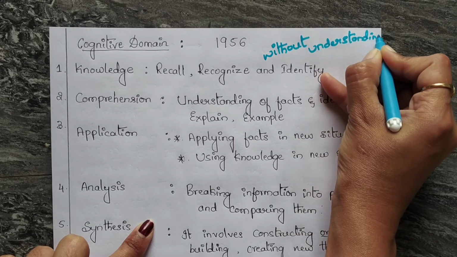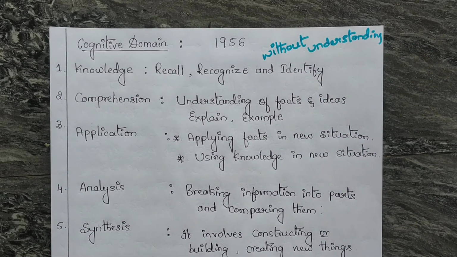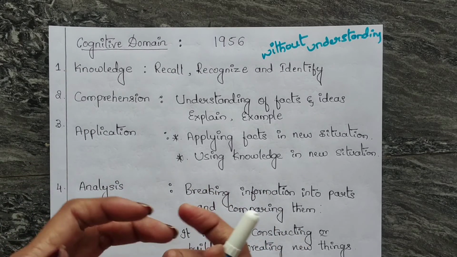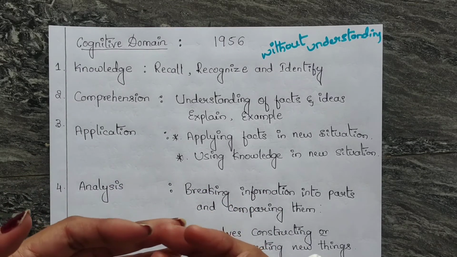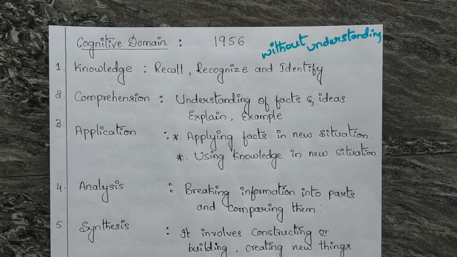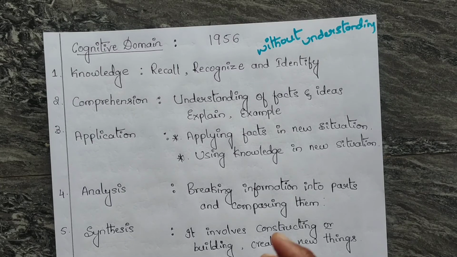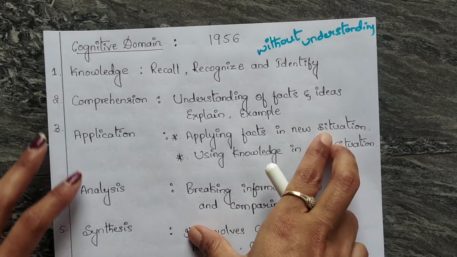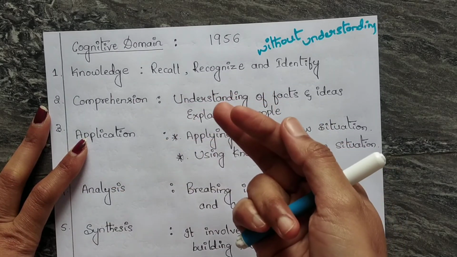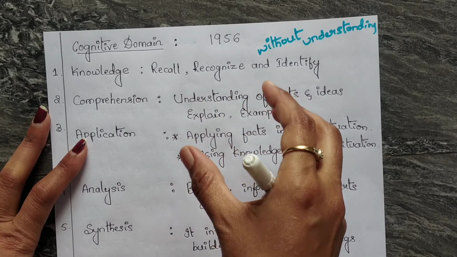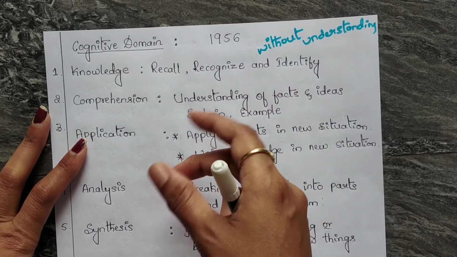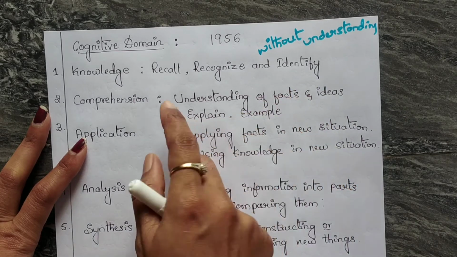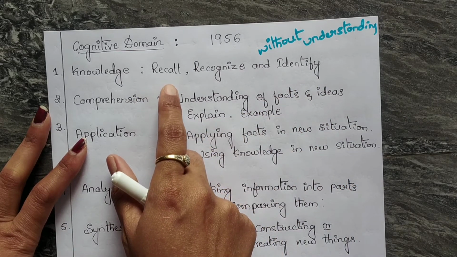They do everything without understanding the actual concept, just by rote, by cramming, or by mugging up. For example, take lower class students like first standard, third standard, UKG or LKG students. If you give them a poem, they will just learn the poem and try to recall and recite it. That forms the knowledge level.